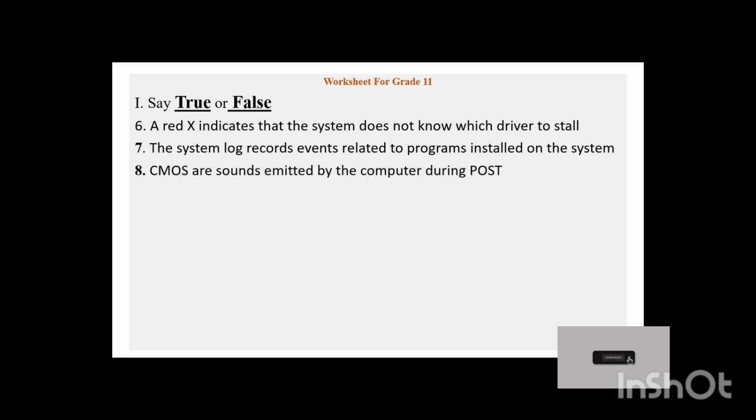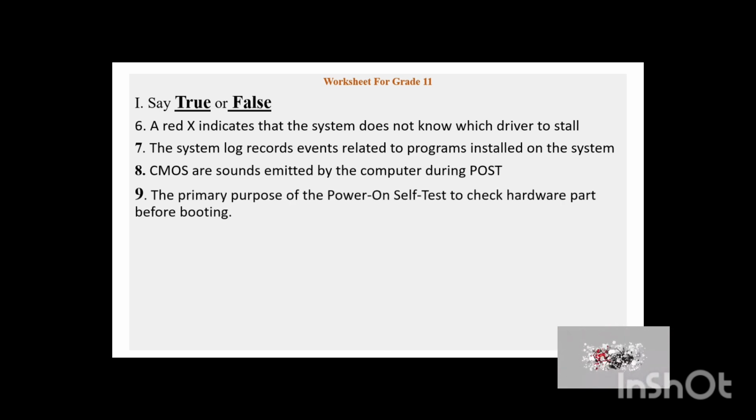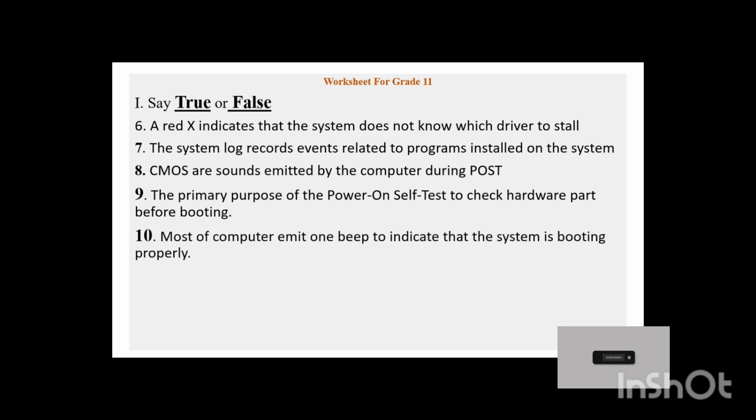Question number 8. CMOS is the sound emitted by the computer during POST. Question number 9. The primary purpose of power-on self-test is to check hardware parts before pairing. Question number 10. Most computers emit one beep to indicate that the system is booting properly.